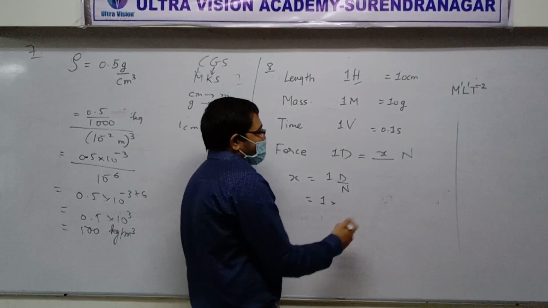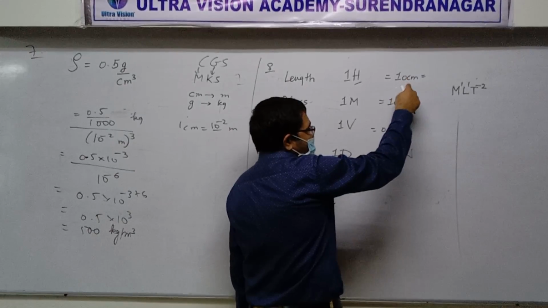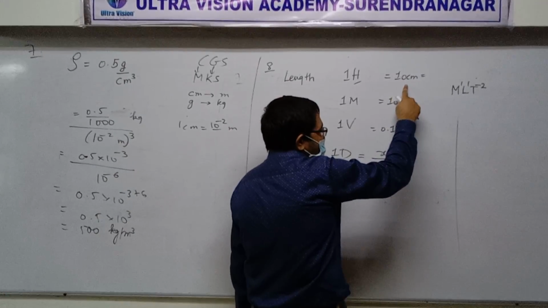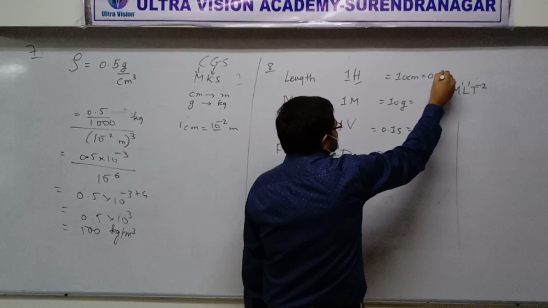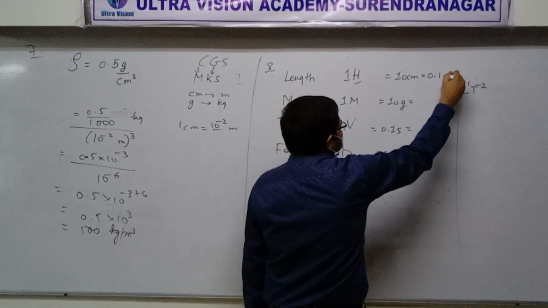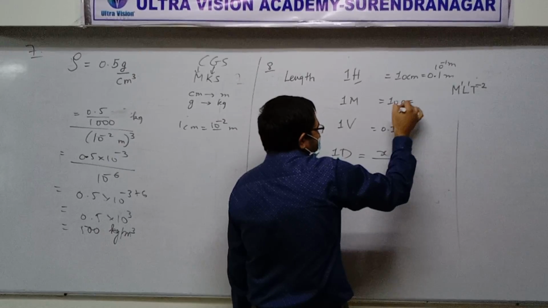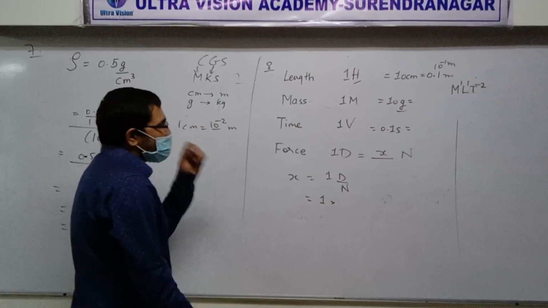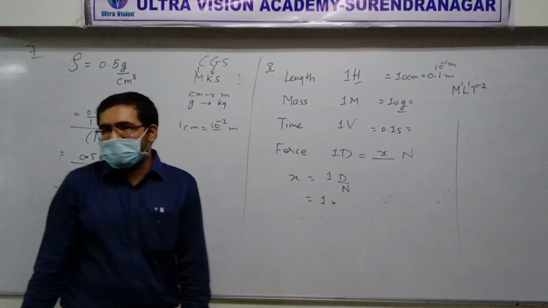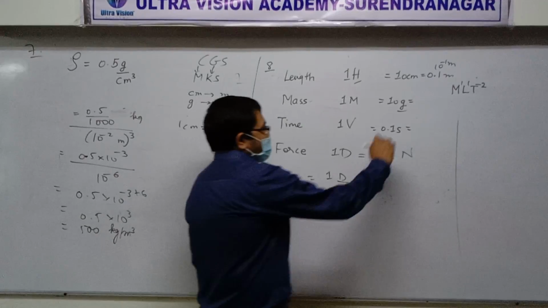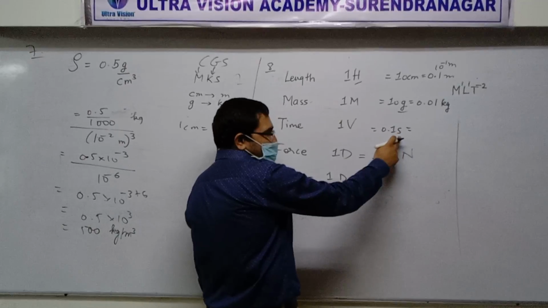So if we convert everything to SI, is this SI, centimeter? No. What is the SI unit of length? Meter. So how many meter? 0.1, or 10 raised to minus 1 meter, whichever you want to write. Now gram. Is gram the SI unit of mass? So how many kg is 10 grams? 0.01 kg. Clear? Is this SI unit? Yes.